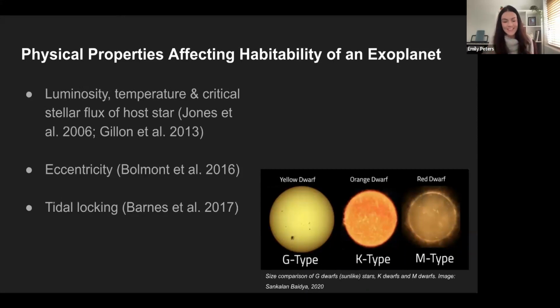Some of the obvious ones are things like the properties of your star, the energy emitted by the star, how close your planet is to the star, but also in terms of the planet's transit, is it eccentric? Is the planet tidally locked? And other things that could impact any organisms that might possibly live on your exoplanet.